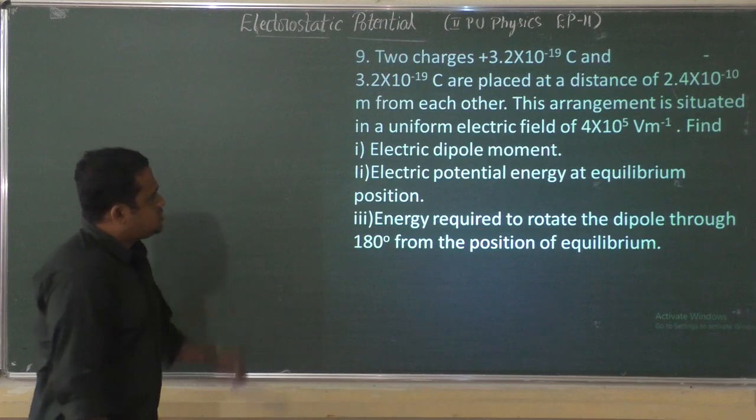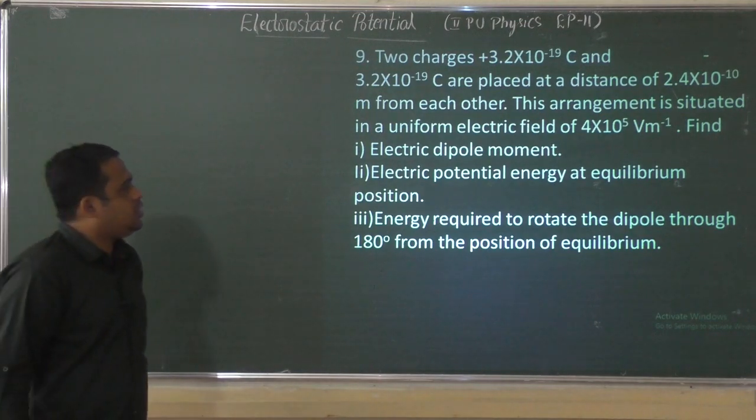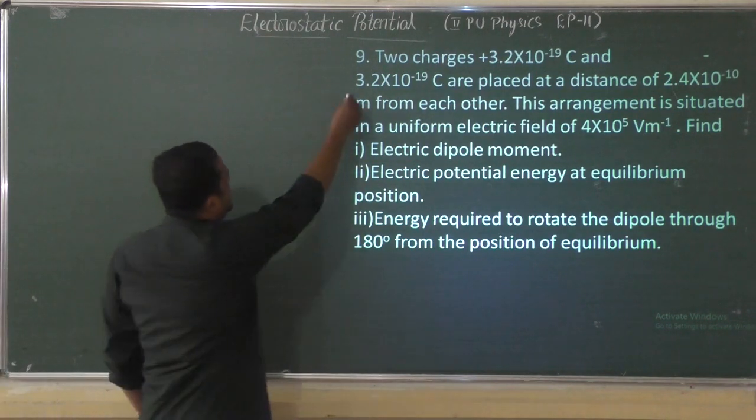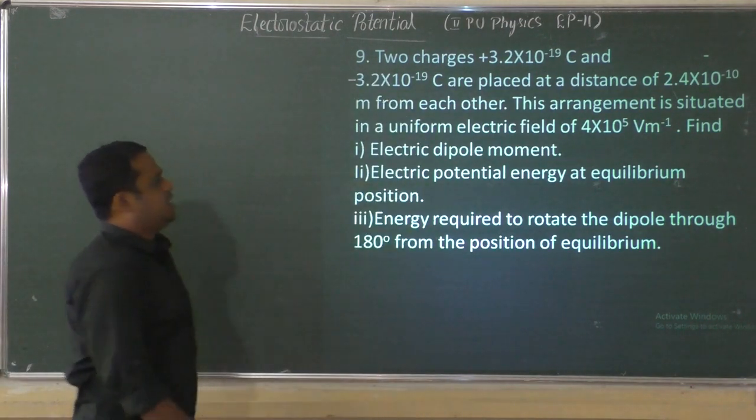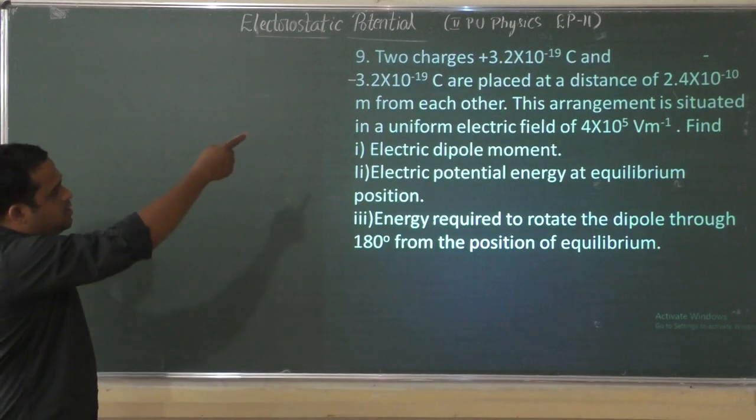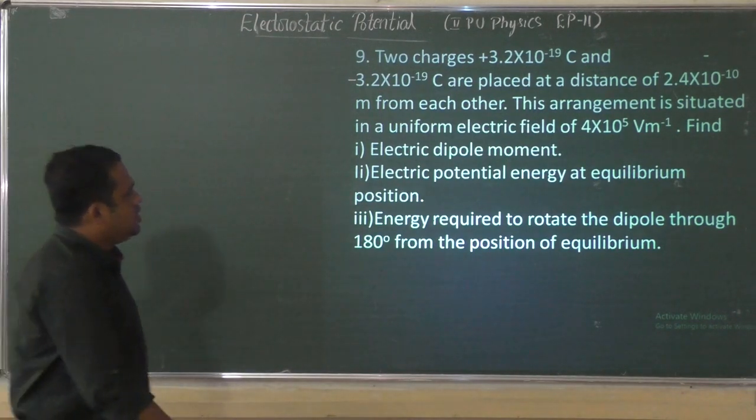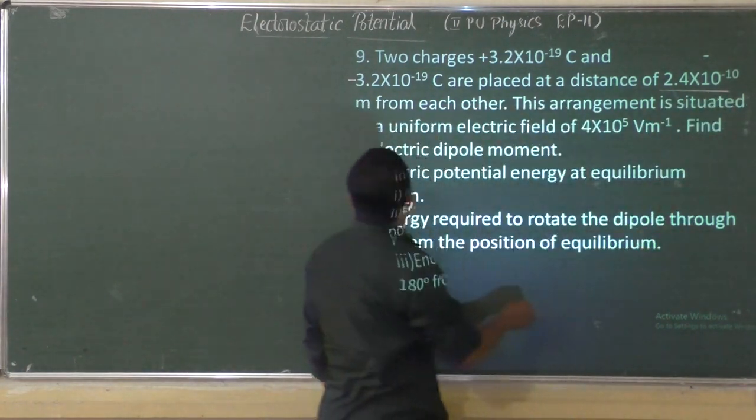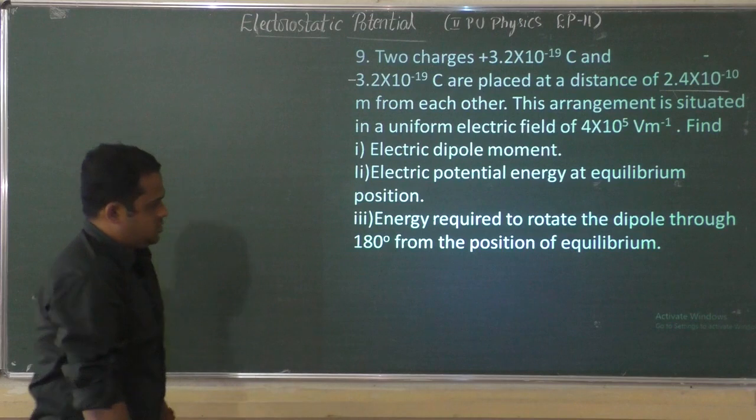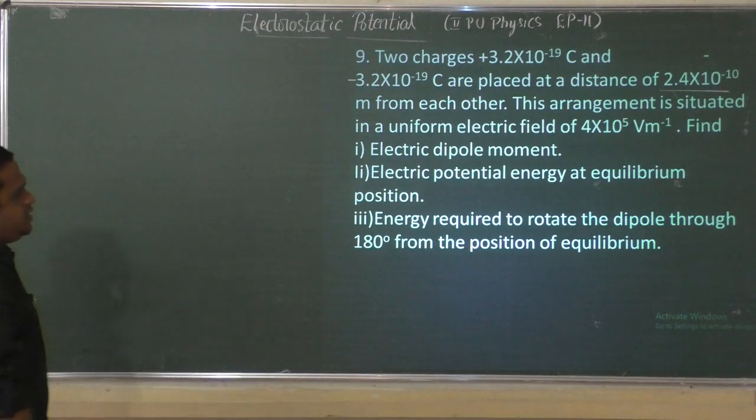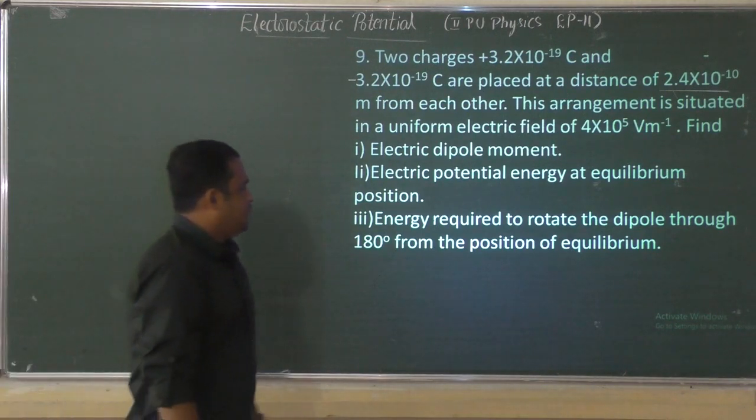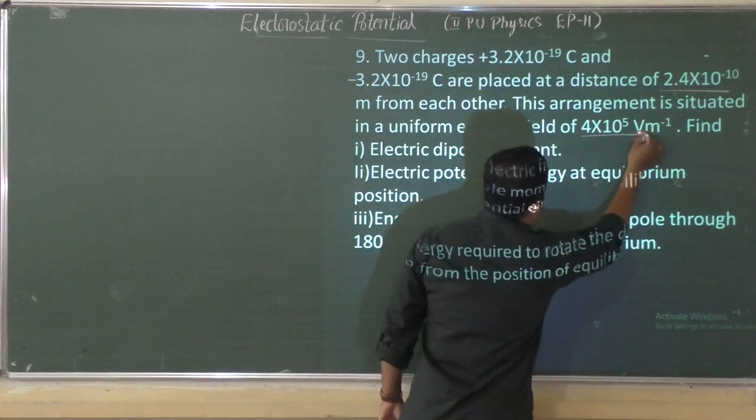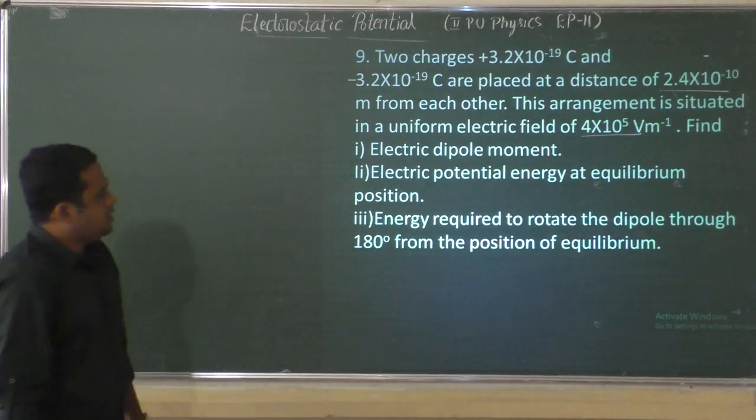The problem is: two charges, plus 3.2 into 10 power minus 19 coulomb and minus 3.2 into 10 power minus 19 coulomb, that is equal and opposite charges, are placed at a distance of 2.4 into 10 power minus 10 meter from each other. This arrangement is situated in a uniform electric field of 4 into 10 power 5 volt per meter or Newton per coulomb.